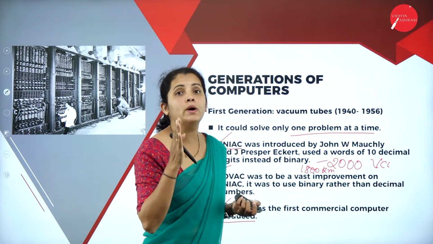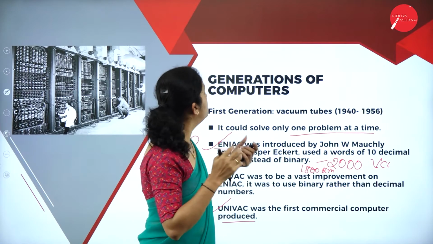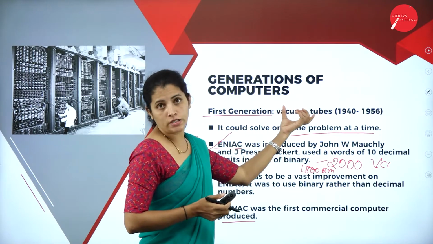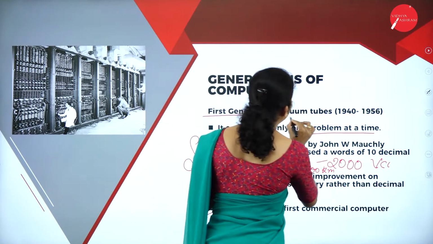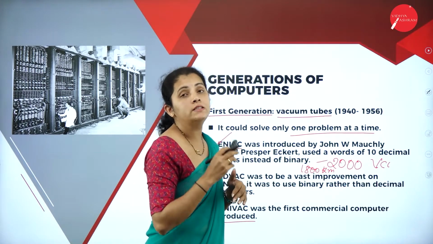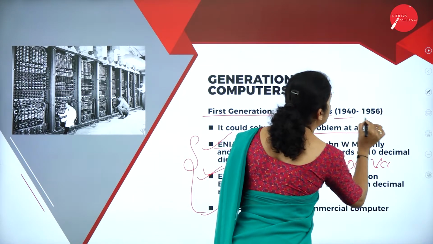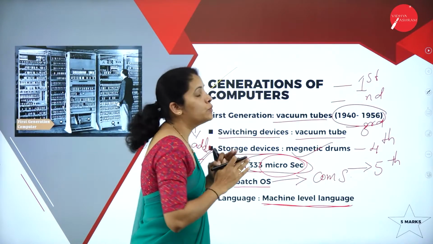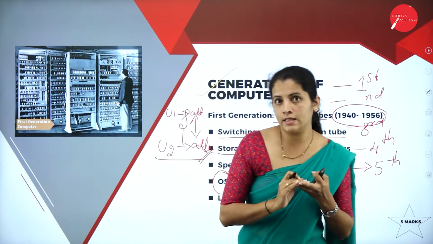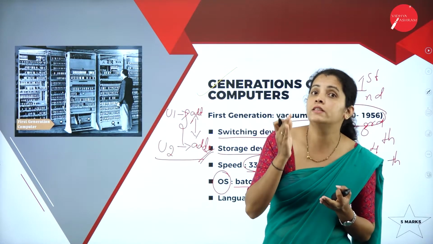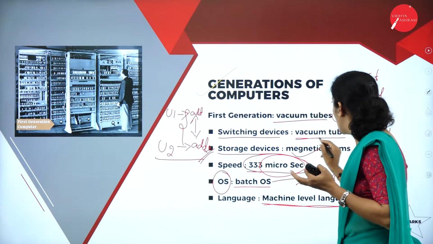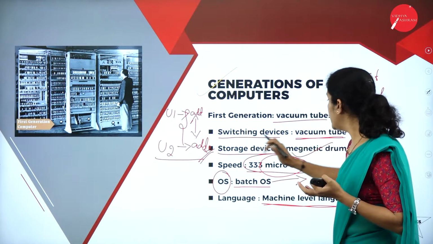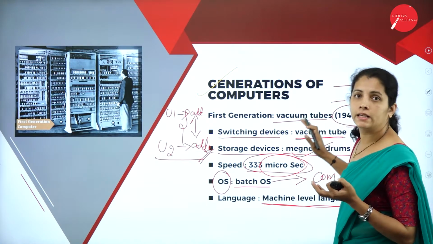So dear student, while writing for the exam, please make sure that for the first generation computer, the technology used here is vacuum tubes. And what is the period? That is nothing but 1940 to 1956. Along with that, you want to write the switching device, that means what kind of technology they used. That is nothing but the vacuum tubes, and the storage they supported is the magnetic drum.